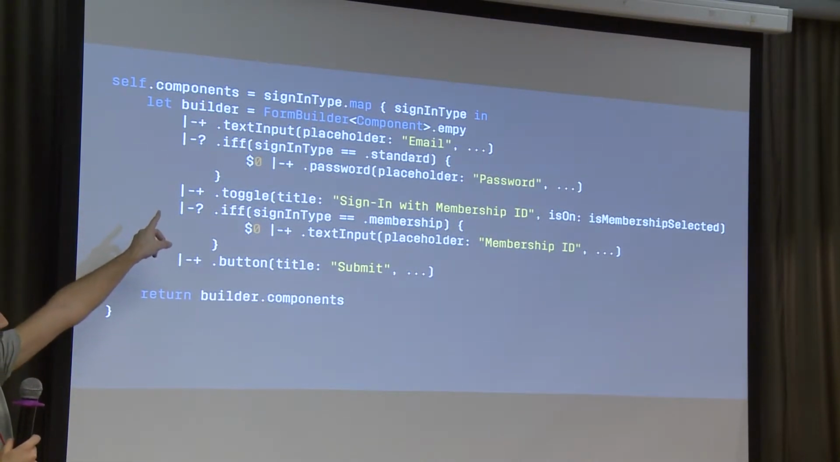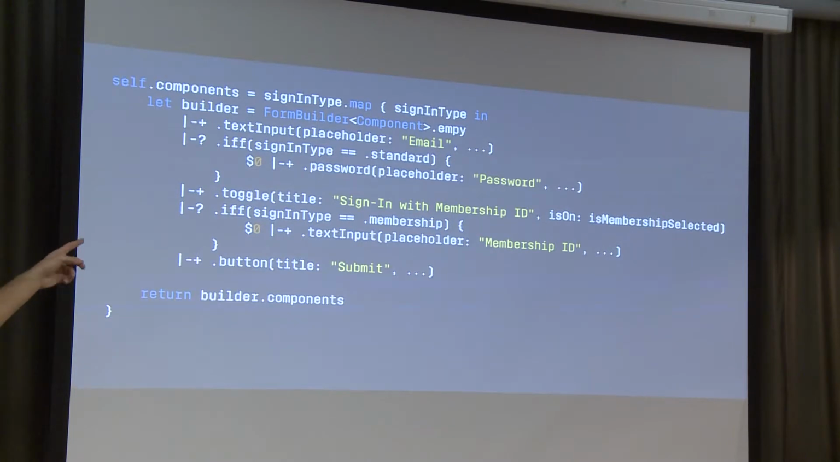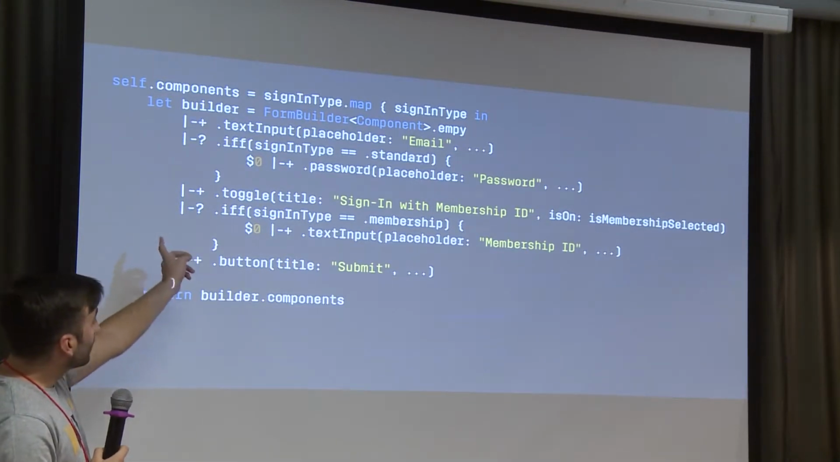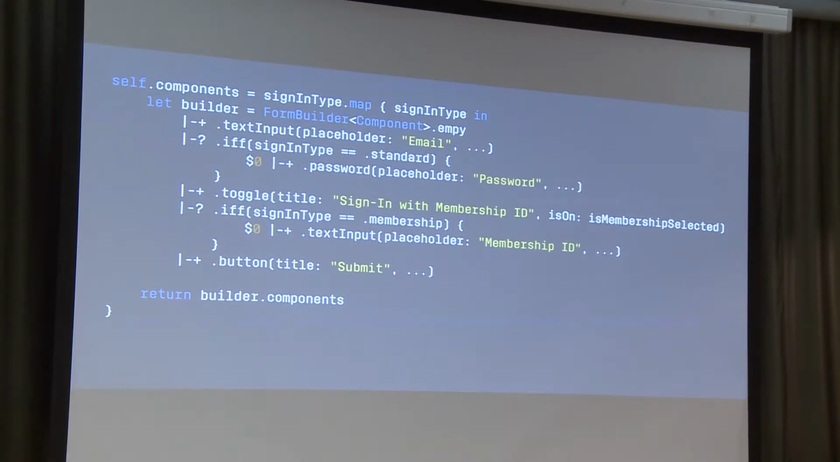But the password, for example, we only compose into the builder if and only if sign-in type is standard, okay? It's like an if in an imperative world. So we check sign-in type is standard, so you should include this. Otherwise, it doesn't include anything. Then the toggle, and the same for the text input for the membership ID. And essentially, we have this declarative way of seeing our form.